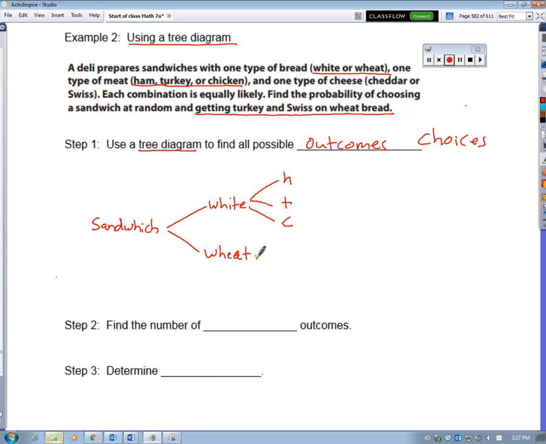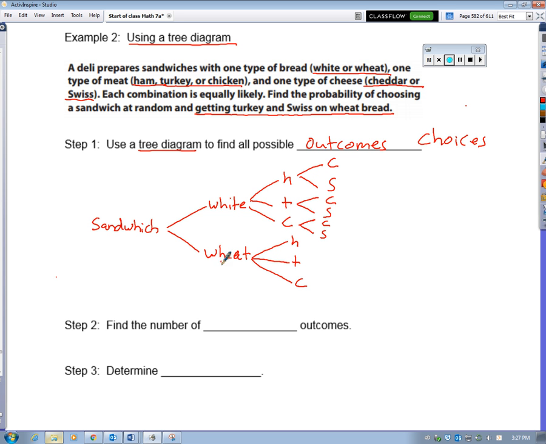I could go with a wheat sandwich that has ham, turkey, or chicken. Okay, so there's my possible choices so far. And then on top of that, you could also pick a cheese, cheddar or Swiss. So I could have white bread with ham, and I could choose either cheddar or Swiss. I could have white bread with turkey, that could be cheddar or Swiss, or I could have white bread with chicken, that could be cheddar or Swiss.